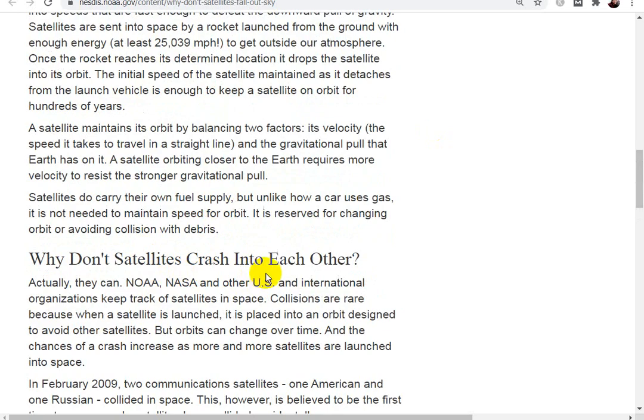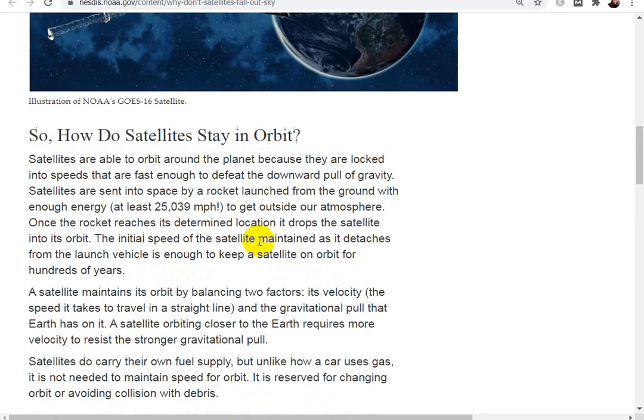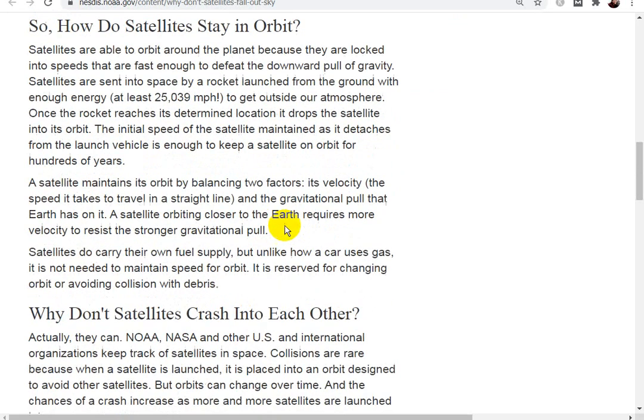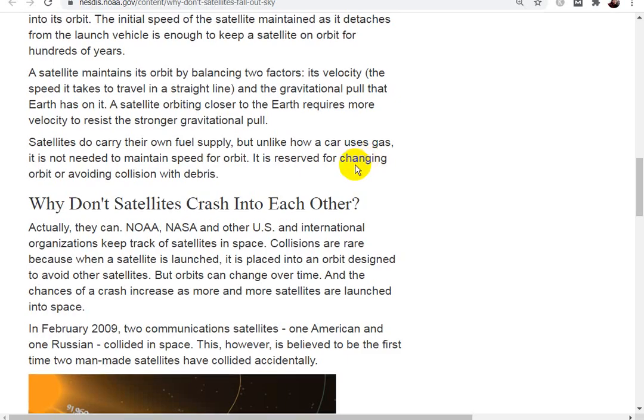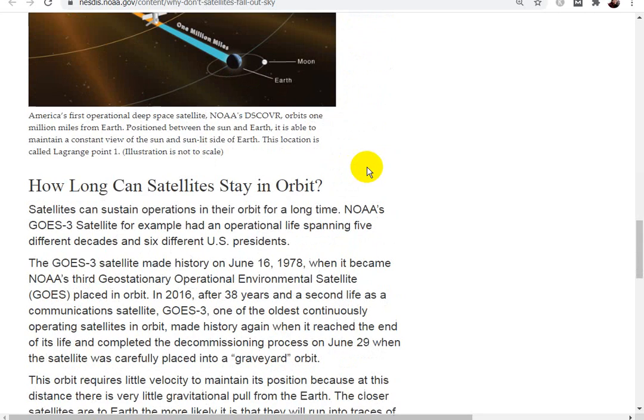Why don't satellites crash into each other? There are around 5,000 satellites in space moving around the sun. Most of these satellites are not working. Do you know how many artificial satellites? Around 5,000 artificial satellites, and most of them are not working. They are in space as junk. Around 2,500 are working. Others are junk. How long do satellites stay in orbit?